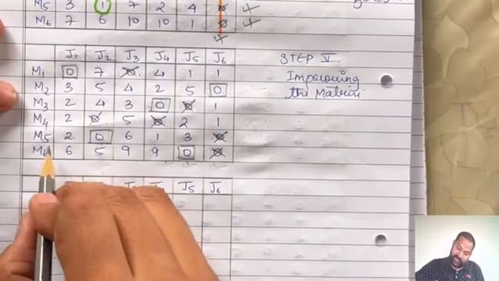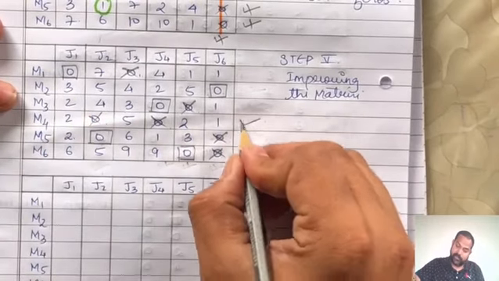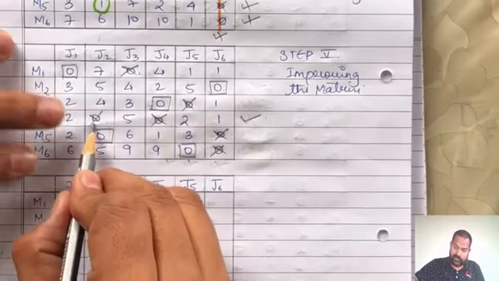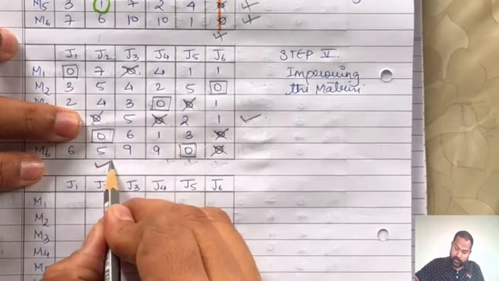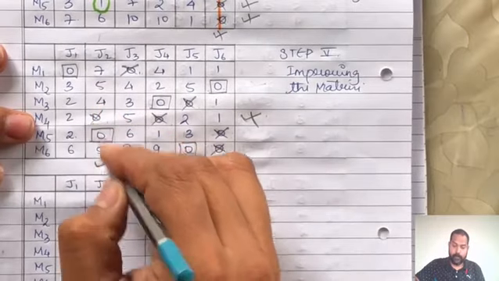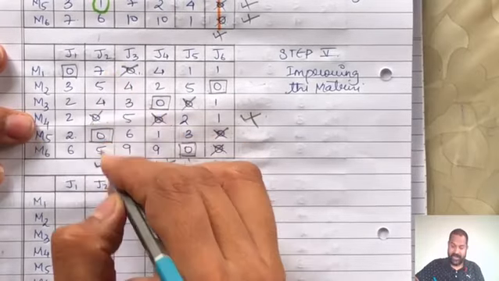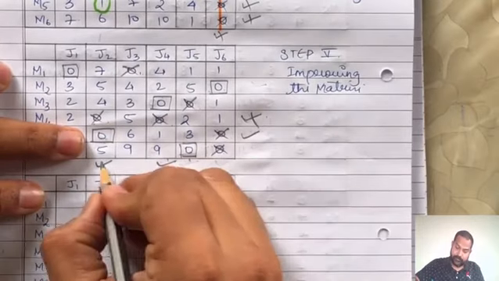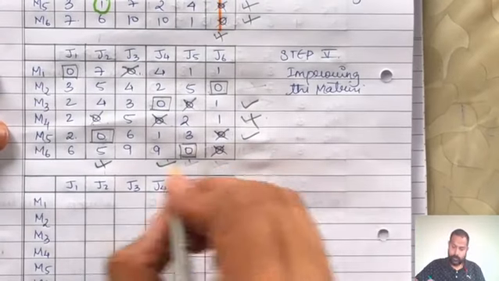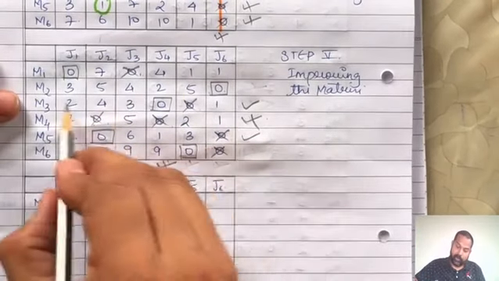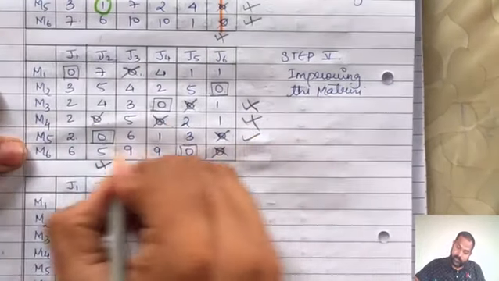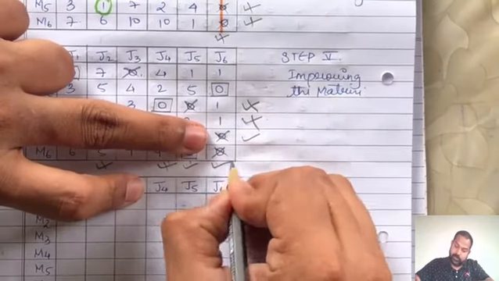Mark a row that does not have an assignment. There is just one row now that does not have an assignment. In the marked row, mark a column that has a zero. There's a zero here and there is a zero here. So this column has to be marked and this column has to be marked. In the marked column, mark a row that has an assignment. This is the assignment. This is the assignment. Done. In the marked row, mark a column that has a zero. This is the zero.